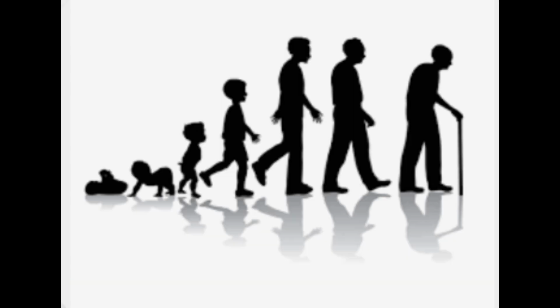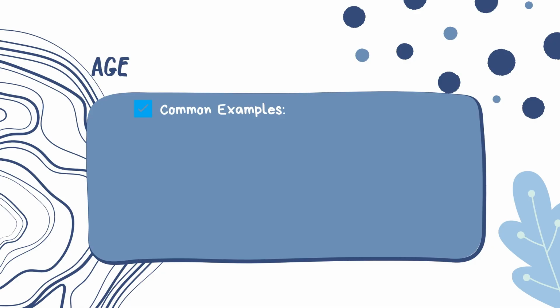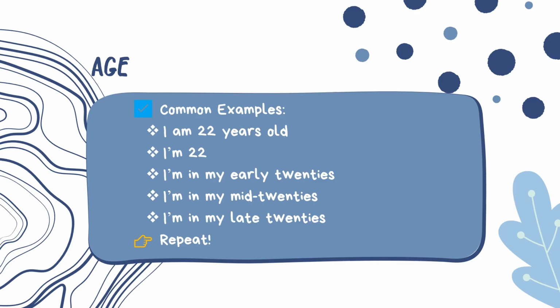Now, let's move to the next part, age. This part is about how old you are. In English, we usually use "I am," not "I have," when we talk about age. Listen carefully and repeat after me. Common examples: I am 22 years old. I'm 22. I'm in my early 20s. I'm in my mid-20s. I'm in my late 20s.